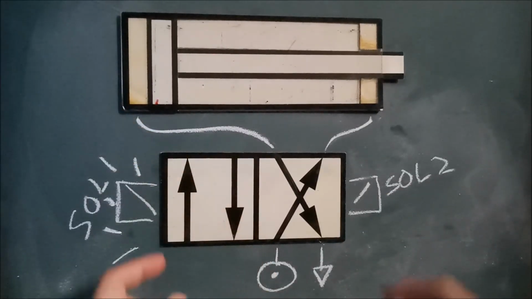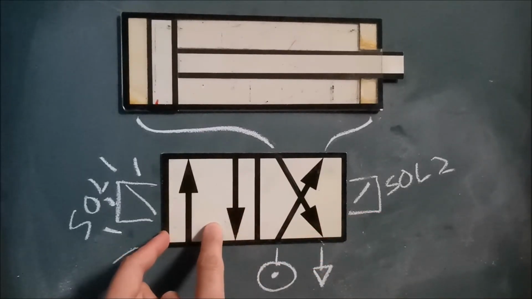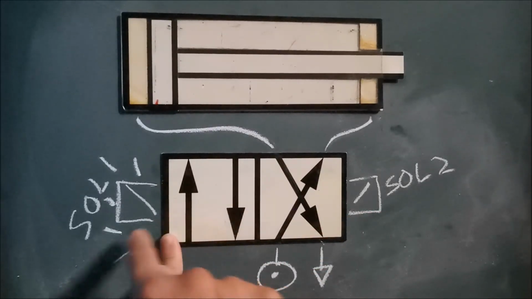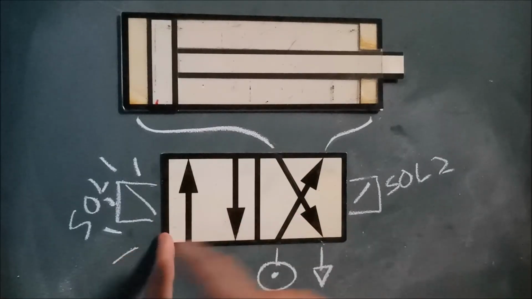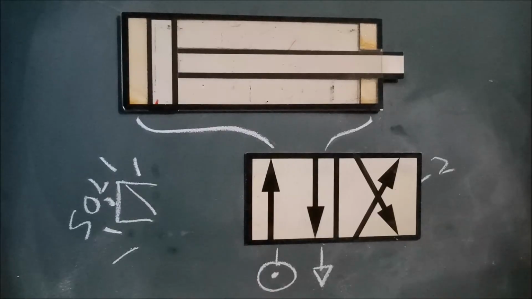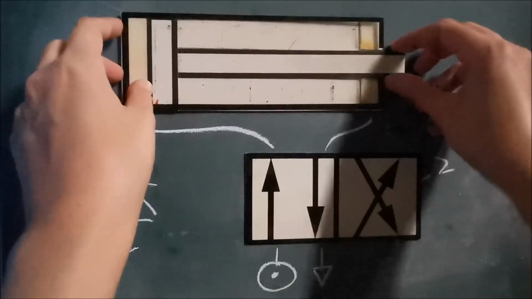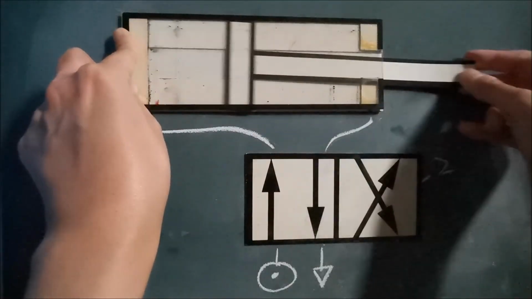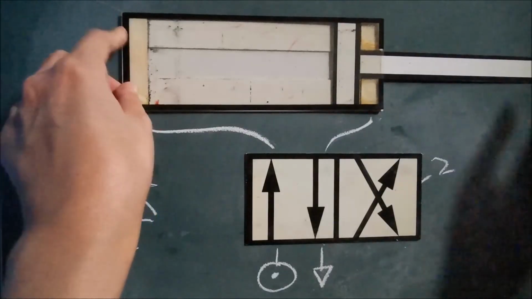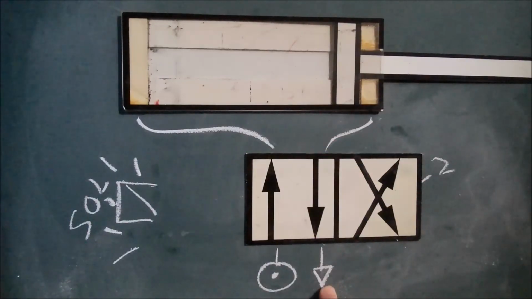Okay, next, to make it extend, I will first need to de-energize solenoid 2, and energize solenoid 1. So this DCV will switch, because you will activate this box, because this box is closest to solenoid 1 and you have energized solenoid 1. So it will switch to here, and you can visualize that the air supply will pump in the air to the ball side of the cylinder, making the cylinder extend, and the air will then come out from the rod side to the exhaust.